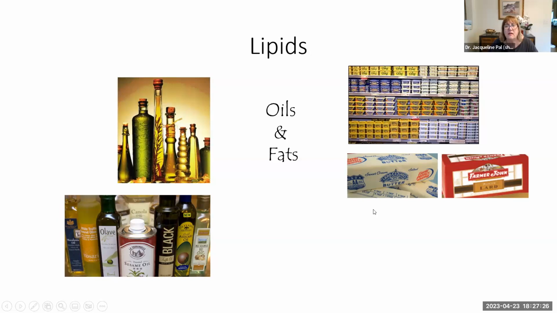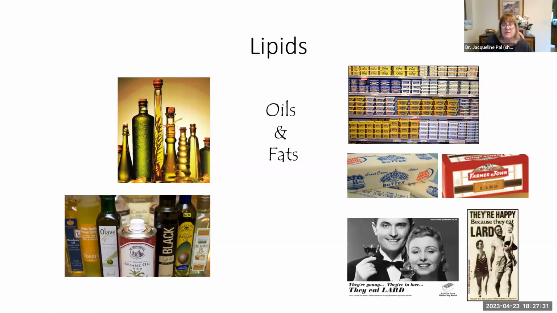And just because I find it amusing, I found these old advertisements from not even the 1950s, maybe the 1940s. They're young, they're in love, they eat lard, and they're holding up glasses of wine. I'm not quite sure what glasses of wine has to do with lard. I just found it amusing. And the same thing, we've got the perfect little family that's happy because they eat lard. I have no idea what the commercial industry was doing back in those days.